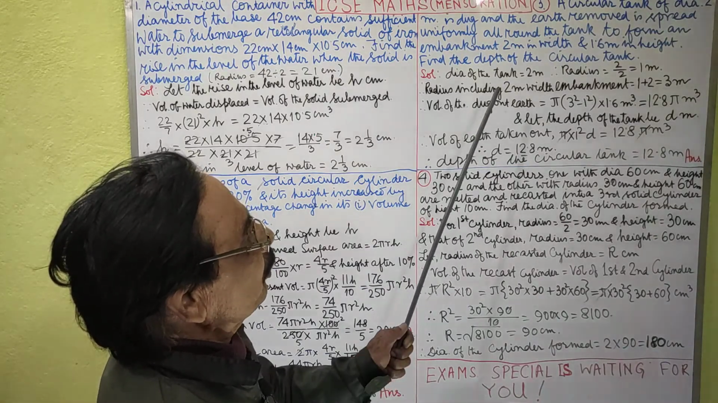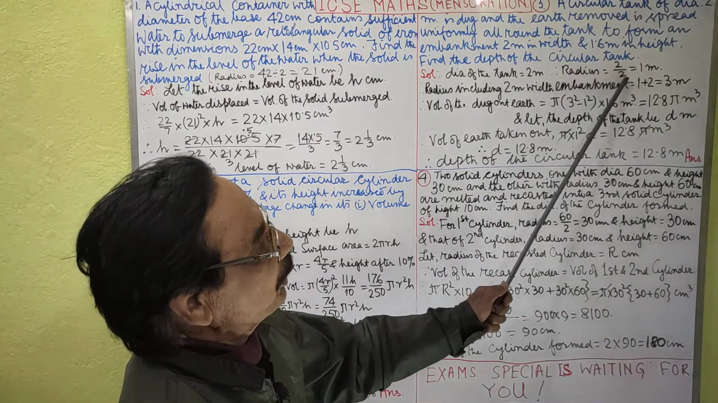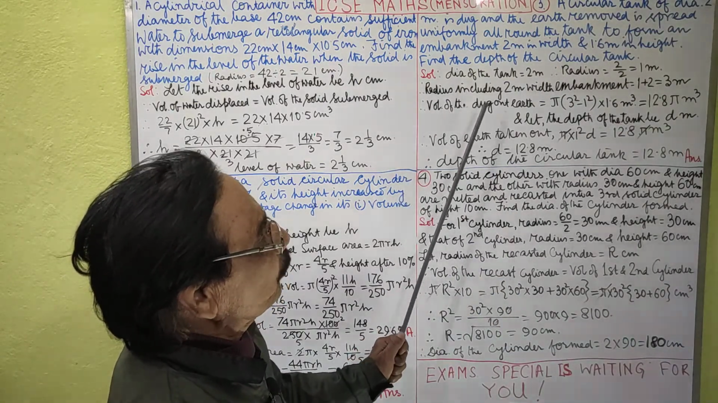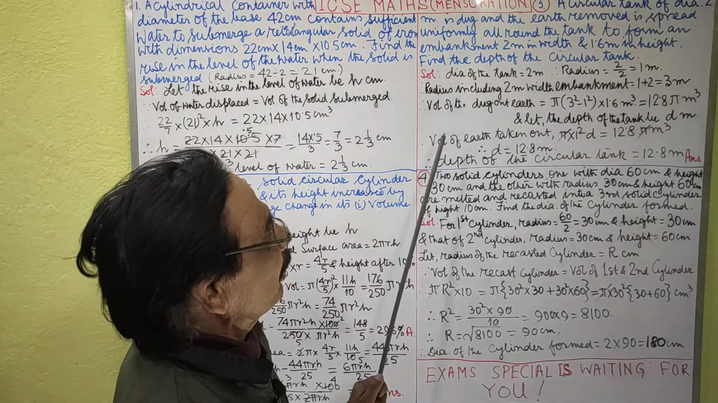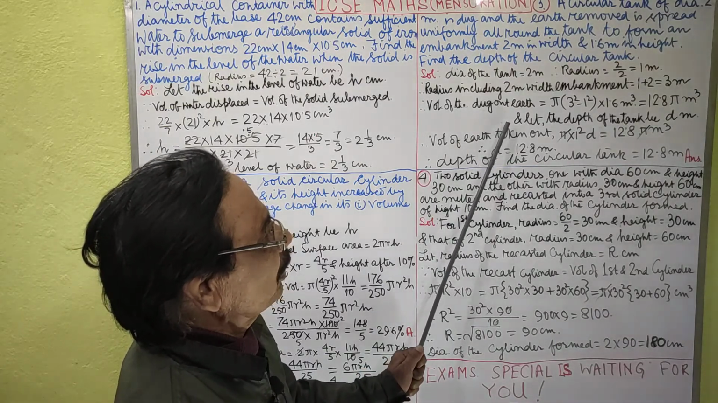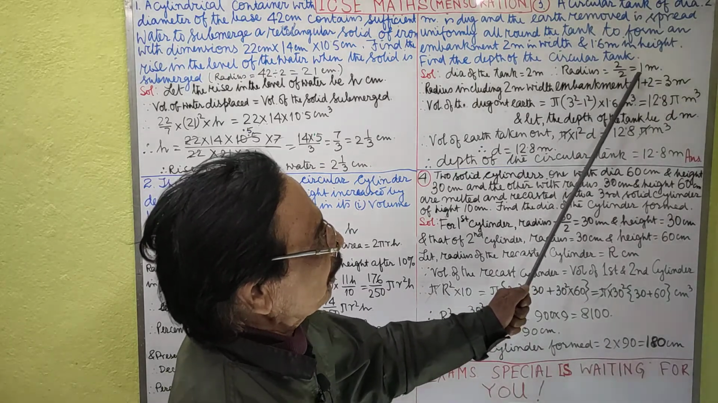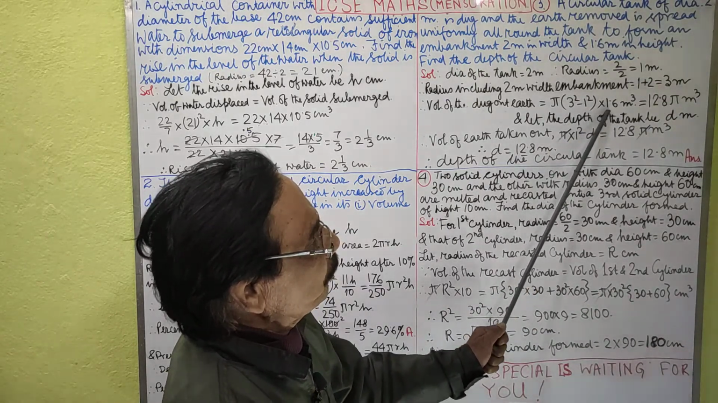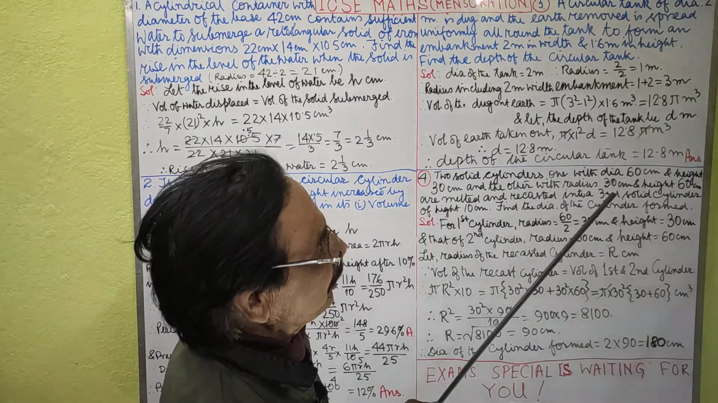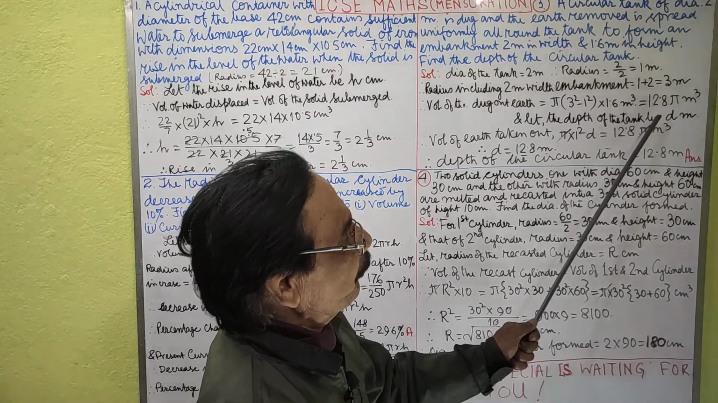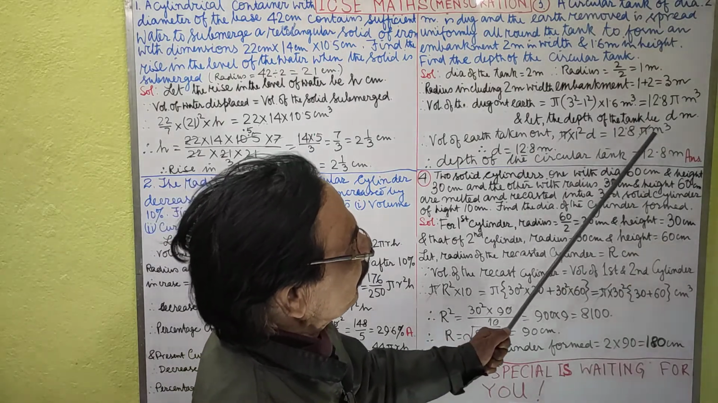The diameter of the tank is given as 2 meter and radius, therefore, 2 by 2 equals 1 meter. The radius including 2 meter width of the embankment will be 1 plus 2, that is 3 meter, and volume of the dug up earth will be pi into capital R square minus small r square into h, according to the formula which was given previously. So it is 12.8 pi meter cube, and let the depth of the tank be d.